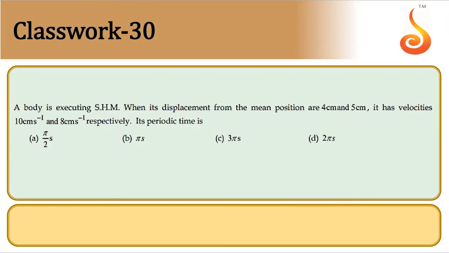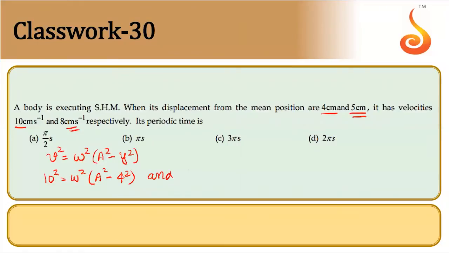We know that velocity v is given by omega into root of a square minus y square. So v square is equal to omega square into (a square minus y square). At 4 centimeter it is 10, so 10 square is equal to omega square into (a square minus 4 square). And at 5 centimeter it is 8, so 8 square is equal to omega square into (a square minus 5 square).